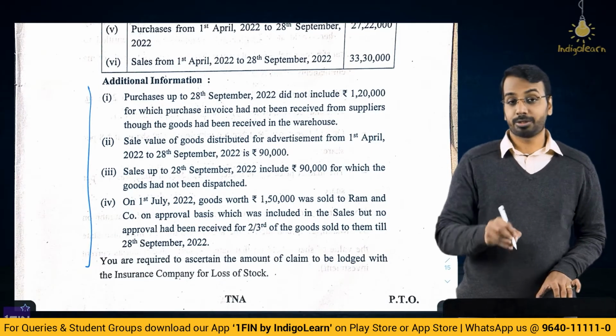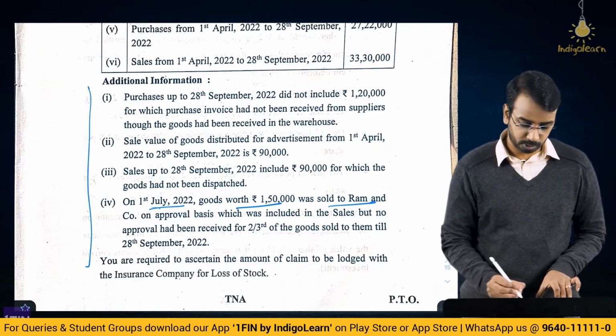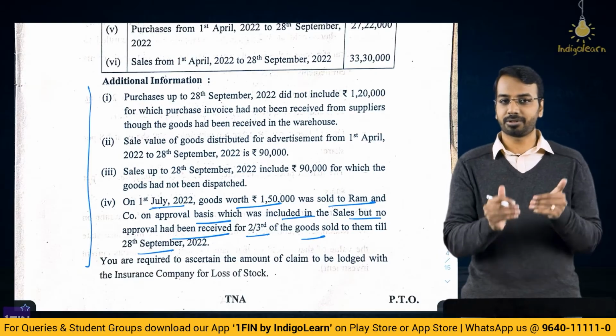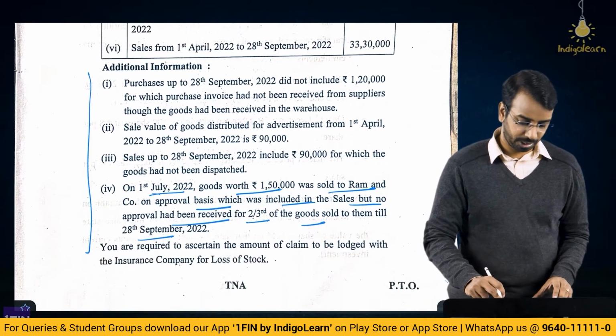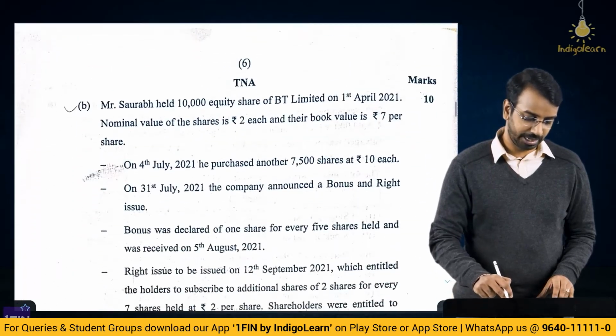So one twisted adjustment, if you look at, is that on July 1st, goods worth 150 were sold to Ram on approval basis, which was included in the sales, but no approval has been received for 2/3 of the goods sold to them. So to that extent, you will have to adjust the sales and you will have to consider that as a part of your inventory. Apart from that, there is nothing much complicated. You can easily handle that.